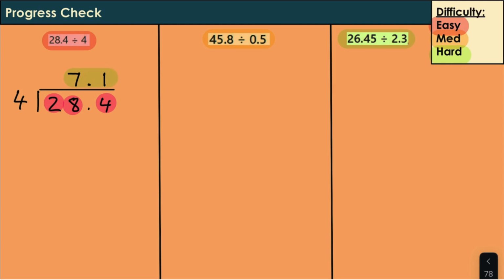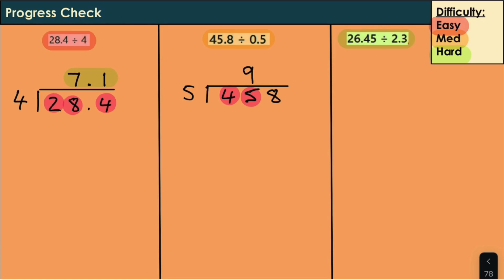Both the dividend and divisor have 1 decimal place. So I will multiply both of them by 10. 45.8 multiplied by 10 is 458. 0.5 multiplied by 10 is 5. This makes it a whole lot easier. How many 5s will go into 45? That would be 9. And I place the 9 above the 5.